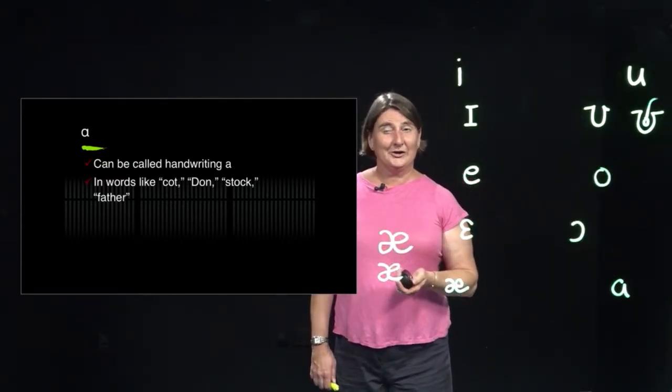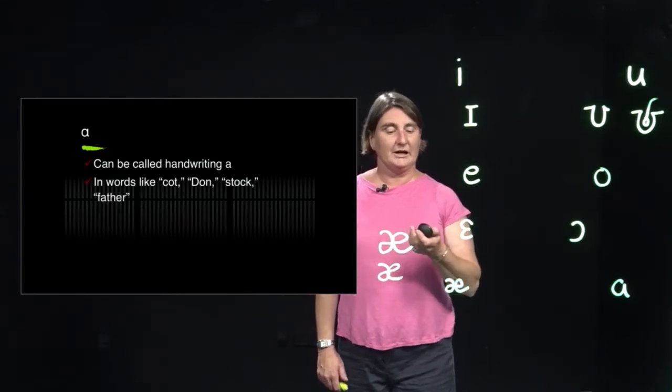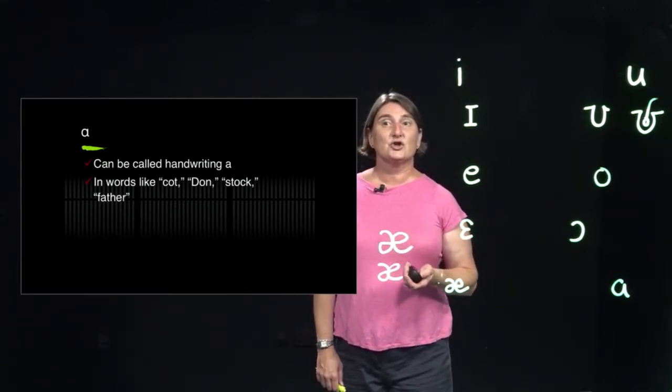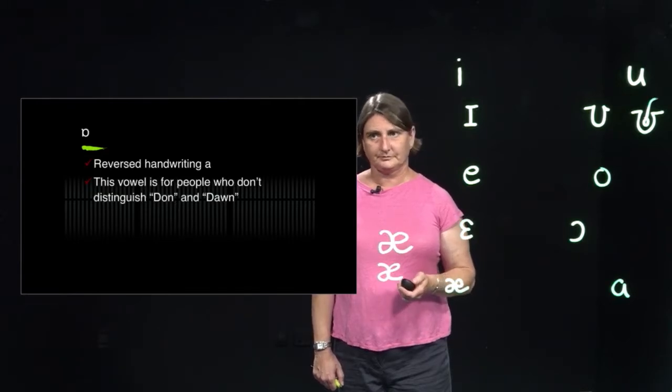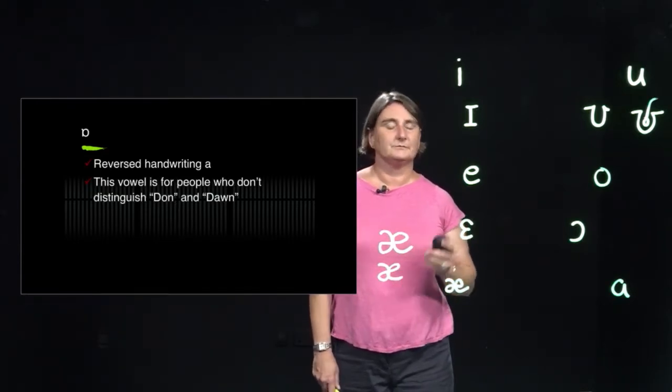Okay, now we're going to go to the central vowels, which are vowels you've probably heard of before. Our friend the schwa is in here. Oh, I jumped the gun. Okay.